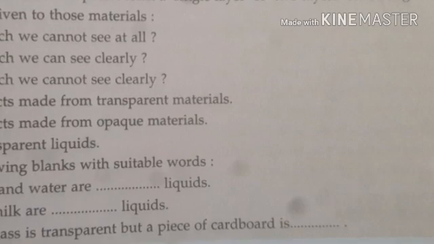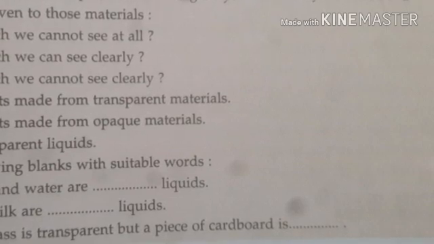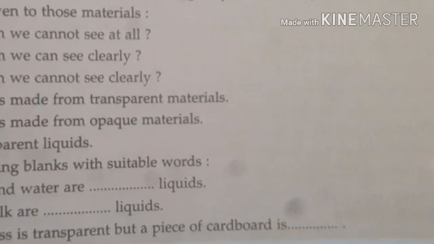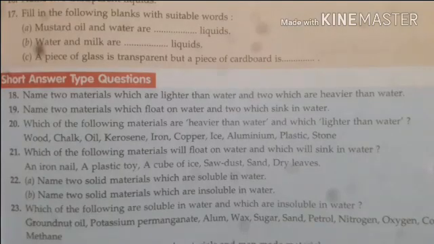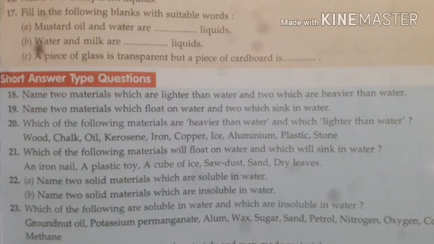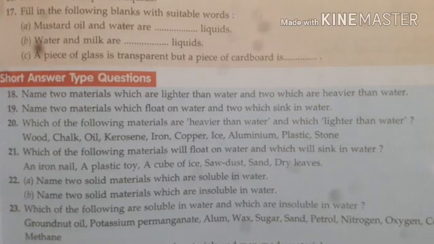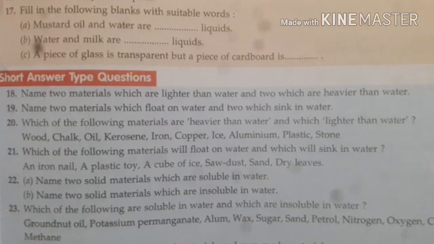Next, fill in the blanks. Mustard oil and water are immiscible liquids. Water and milk are miscible liquids. A piece of glass is transparent but piece of cardboard is opaque material. Next, come to short answer question. Name two materials which are lighter than the water and two material heavier than the water.